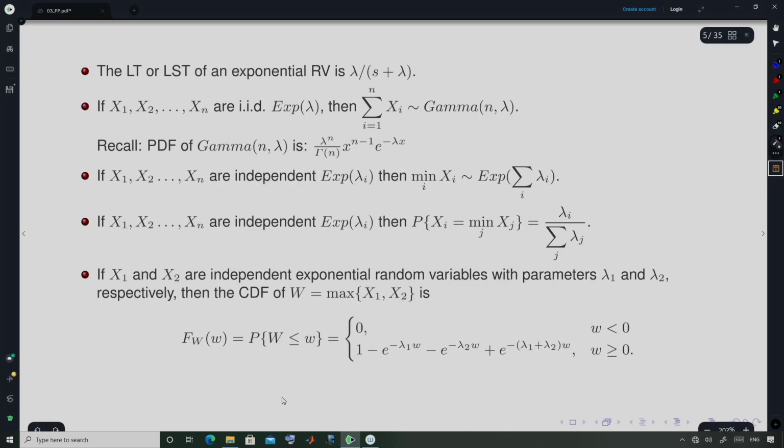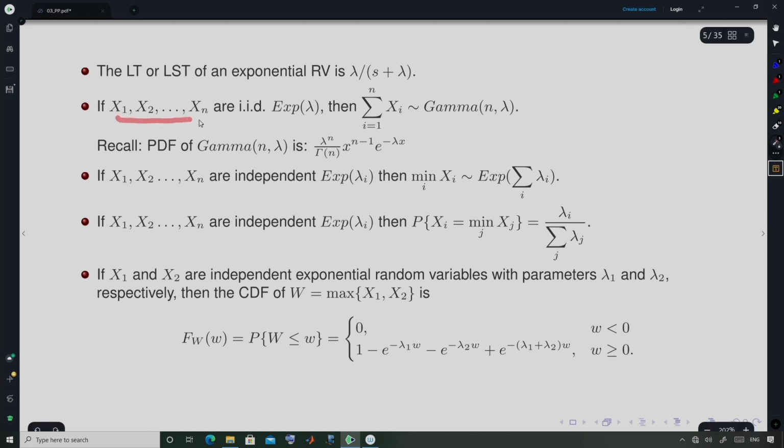Now, let us look at some more properties. You also know that the Laplace transform of its density function, or the Laplace transform of its distribution function, in this case both will be one and the same, because this is a continuous random variable with a density, and that will be equal to lambda by s plus lambda. You can connect this to the MGF, characteristic function, right.